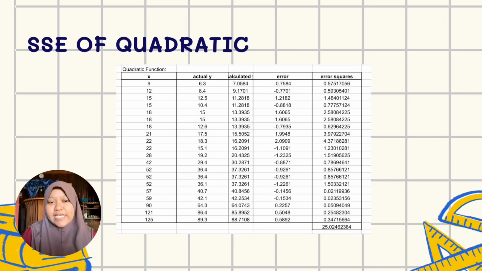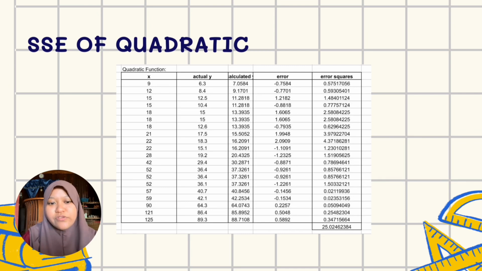So for this slide, I will explain the sum of square error or SSE for the quadratic model. Using the quadratic equation that we obtained earlier, which is f(x) equal to 1.52662 plus 0.66258x plus 0.0003230x squared, we calculated the predicted values for each x.